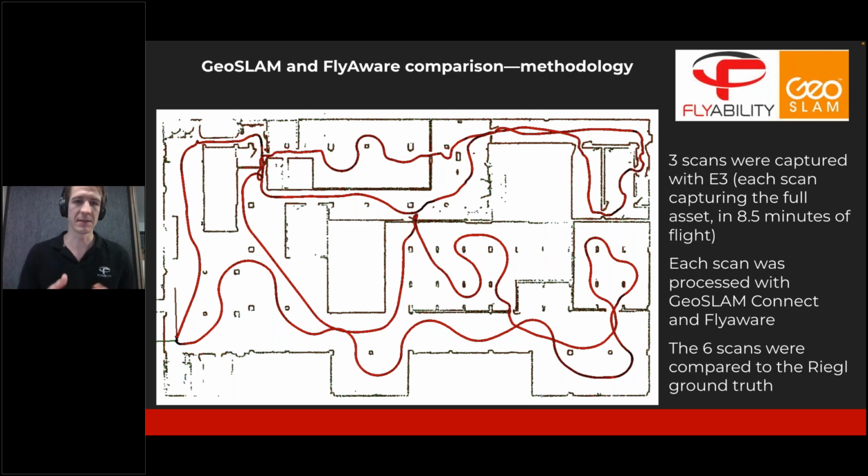You may also know that reflective targets add a little bit of noise in the capture. So there is some extra noise that comes from factors other than the inaccuracy of GeoSLAM or FlyAware, but it still provides a very interesting comparison. So you can see on the next slide the capture in fast forward by Elios 3 through that asset, just to give you a sense of how it looked.